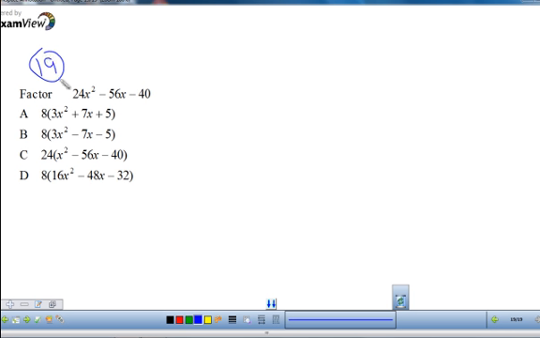Number 19, factor. Okay, so usually this we would factor by guess and check. But if you look at your answers, none of them want you to factor by guess and check. They just want you to factor the GCF. So the GCF of 24, 56, and 40 would be 8. So 24 divided by 8 would be 3. Bring down the x squared and then minus. 56 divided by 8 would be 7. Bring down the x. And finally, 40 divided by 8 would be 5. So the answer would be B. So again, be careful with your signs.